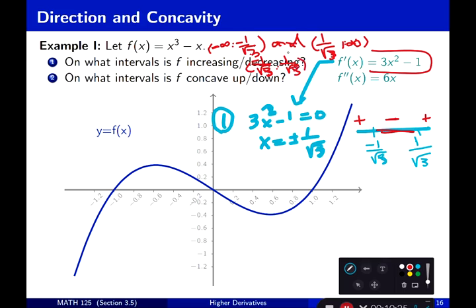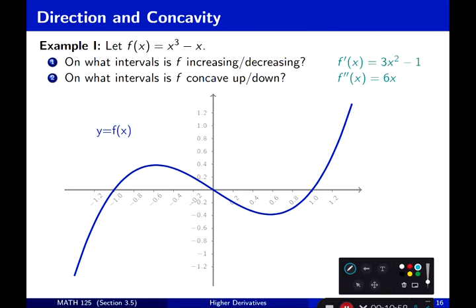How about the one with the concavity? Here, the second derivative only has one zero, x equal to 0. And that means that if I draw it, at 0 it's 0, and 6x is positive after that, negative before that. So from 0 to infinity, concave up. From negative infinity to 0, concave down.